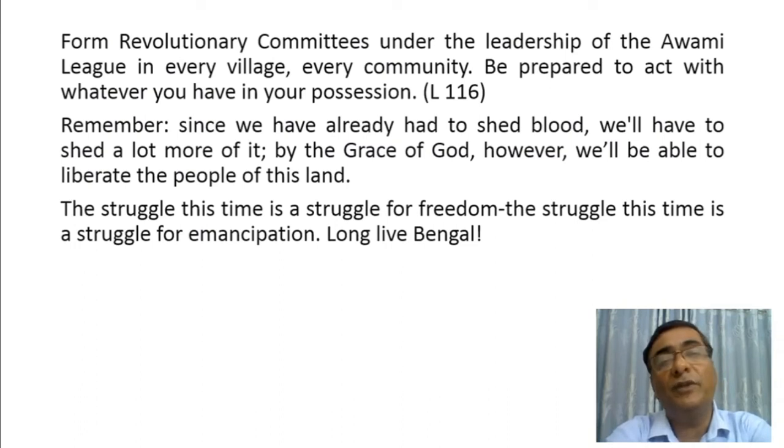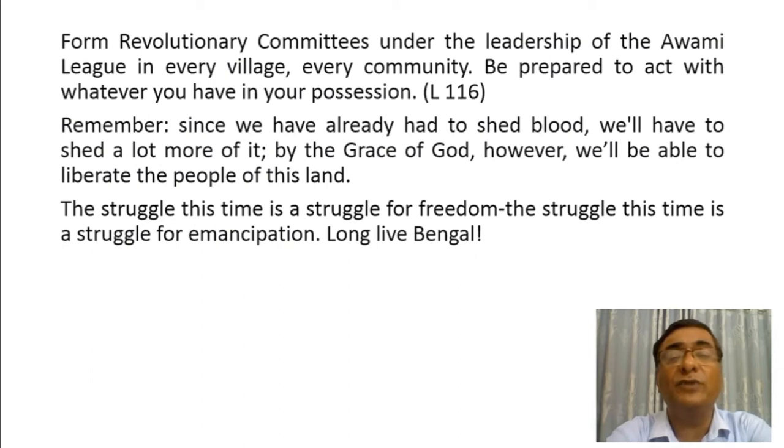Form revolutionary committees under the leadership of the Awami League in every village, every community. Now Bangabandhu asked to form revolutionary committees under the leadership of the Awami League in every village, in every community, because you need organization and organized effort, and that's why Bangabandhu asked to do this. Be prepared to act with whatever you have in your possession. Again, he asks the people to stay prepared.